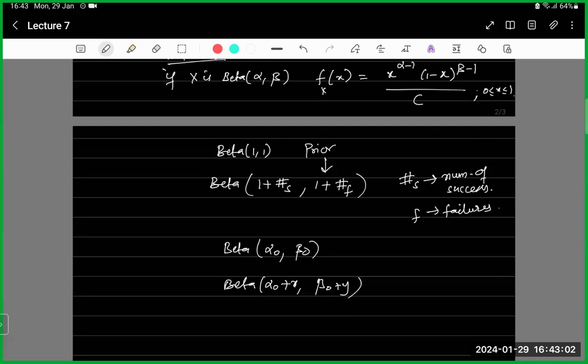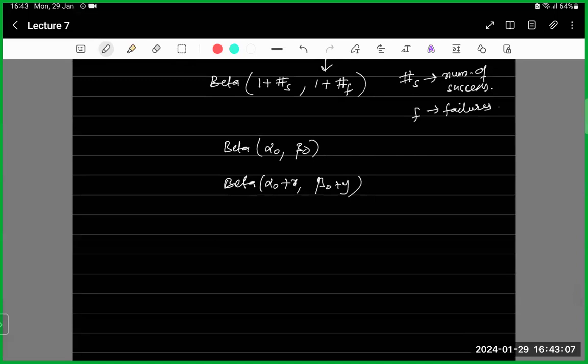So now you know what the Thompson sampling algorithm is. So what can you tell me? What will be the Thompson sampling algorithm?